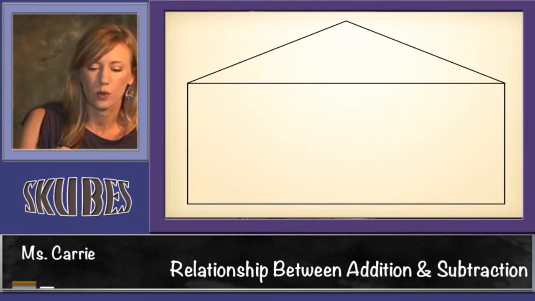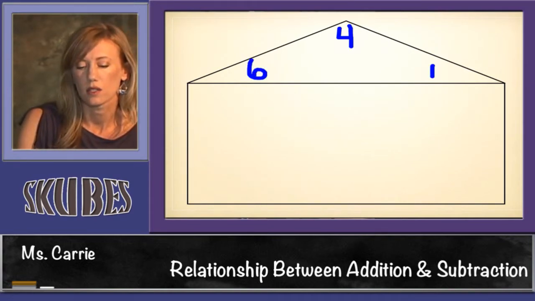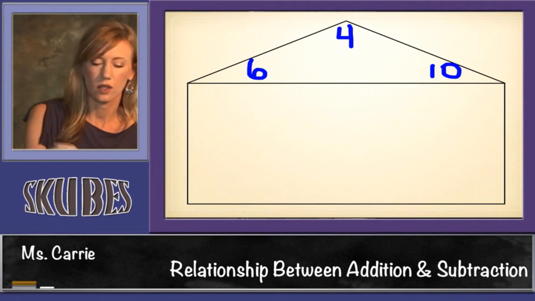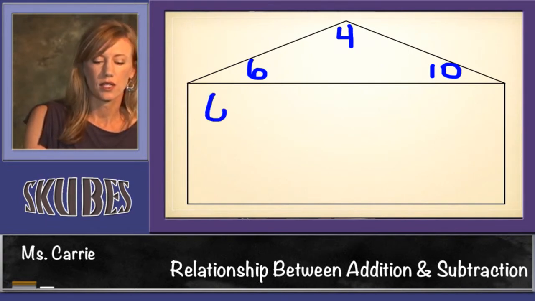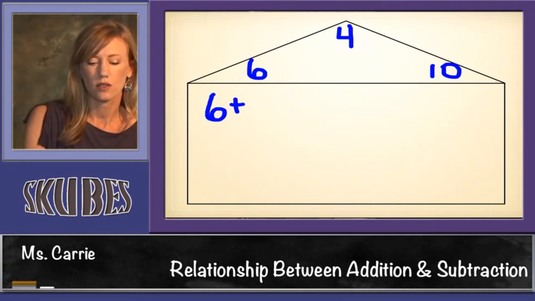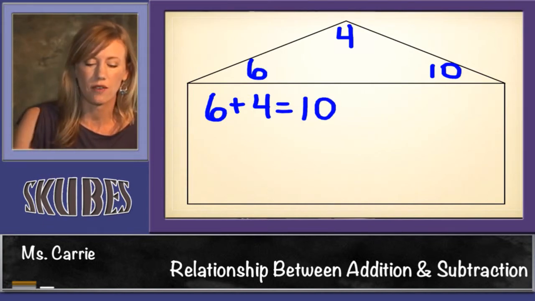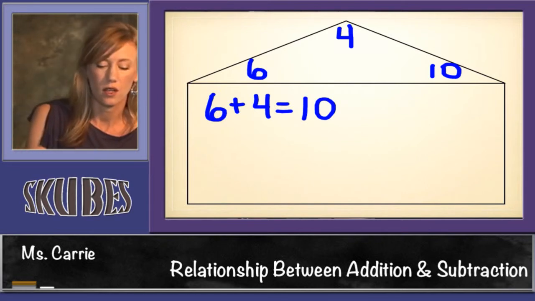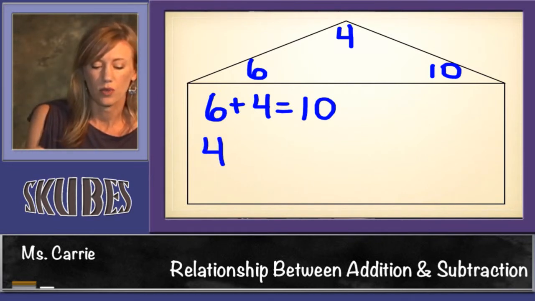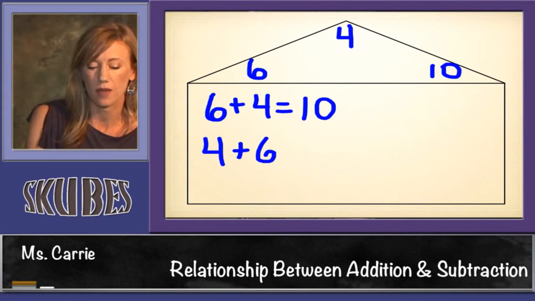Let's try 4, 6, and 10. Let's start with addition again. Well, we know that 6 plus 4 is equal to 10. And remember what we talked about when we flip the digits? If 6 plus 4 is 10, then 4 plus 6 has to equal the same thing. That's also equal to 10.